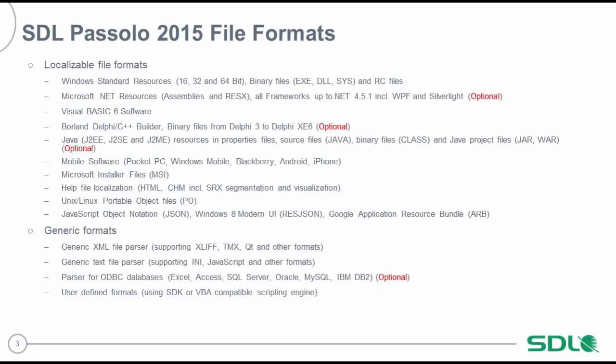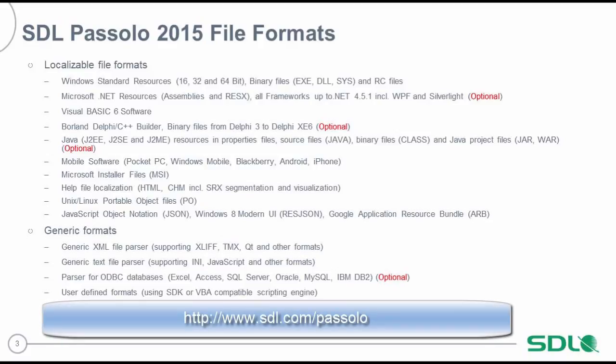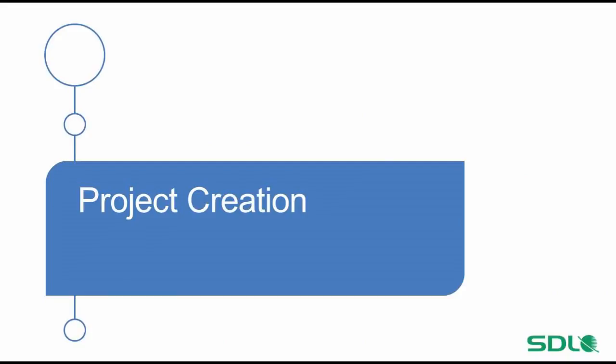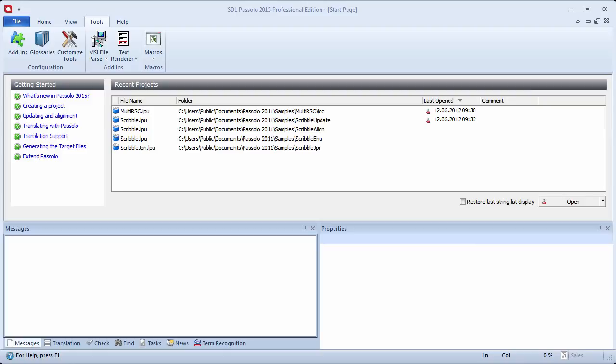Passolo can localize many software-specific file formats, help files, even databases. A more detailed list can be downloaded from the SDL website. The demonstration will show a complete software localization cycle. The well-known Notepad editor is used as the localizable file.